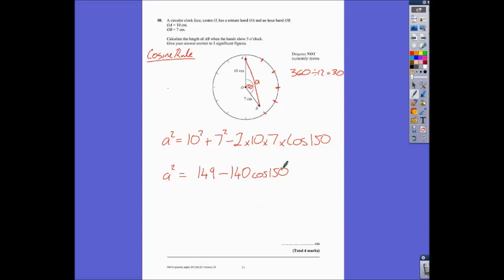Now again, you can just put that straight into a calculator by square rooting all of that, and make sure you square root all of it. So 140 cos 150. And that should give you a to be 16.43908, carrying on. But it asks for 3 significant figures. So we're going to chop it off after 3 significant figures. And this number is less than 5 this time, so it's just going to remain the same. So it'll be 16.4 centimetres.